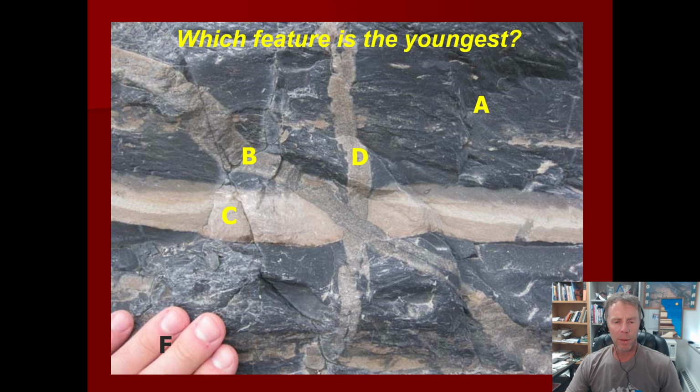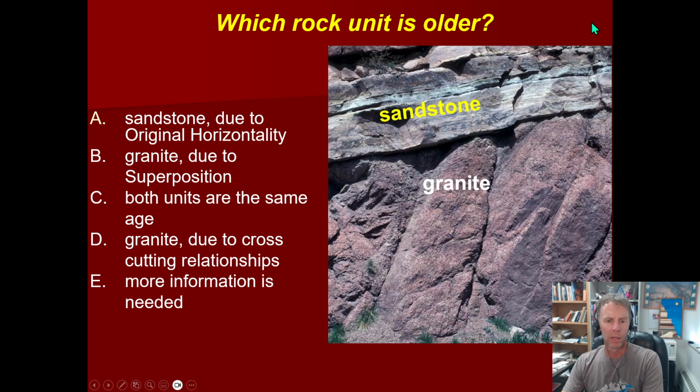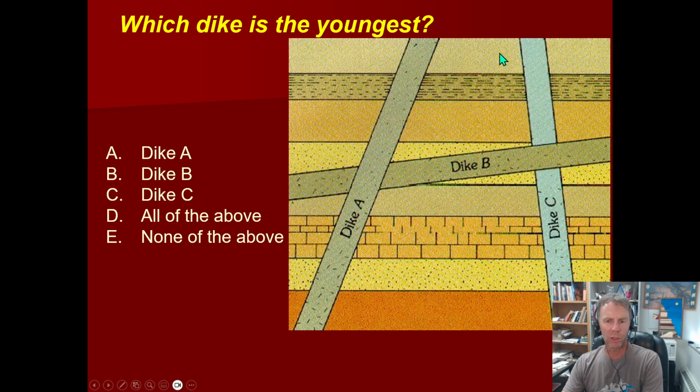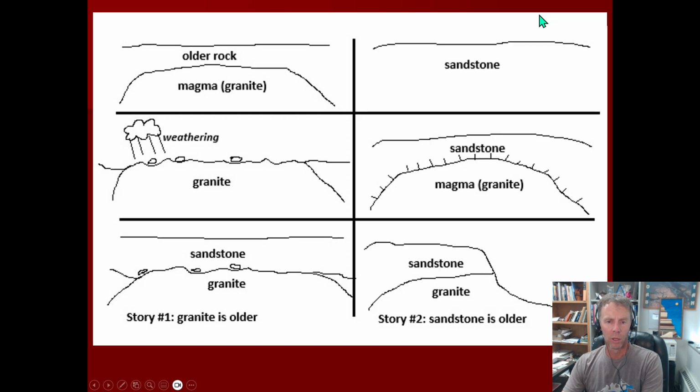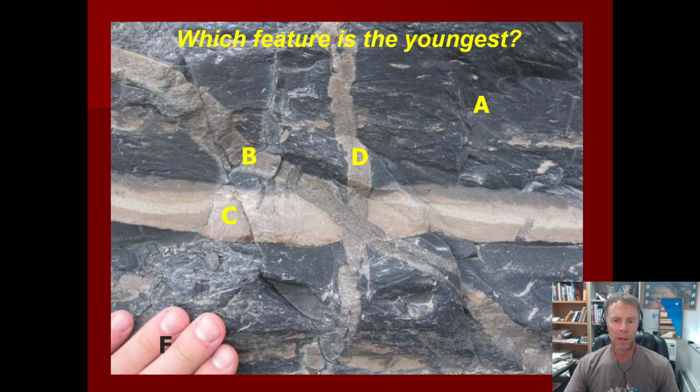Okay, another great example of using cross-cutting relationships. This one's actually very similar to, going back a few, this one I gave you here, but this was just a diagram. I wanted to show you a real-world example of these sort of cross-cutting little dike features. So in this case, all three dikes, B, C, and D, cut A. Therefore, A would be the oldest.